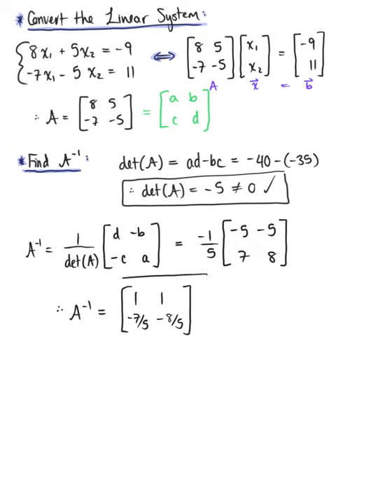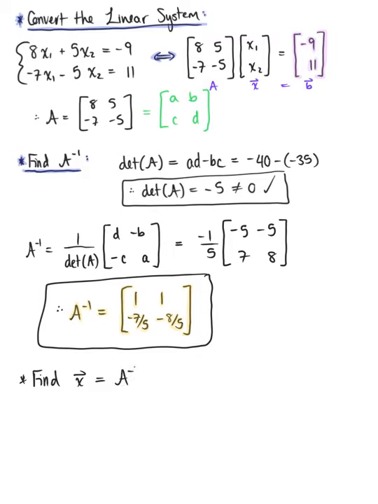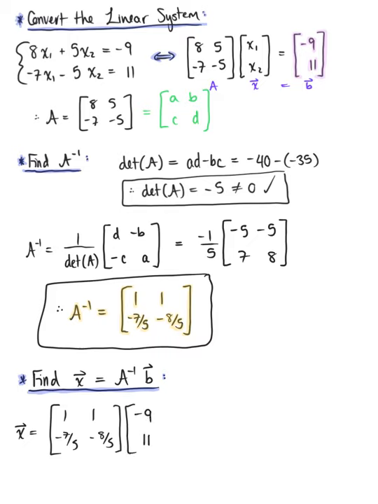All right, so now we have all of the pieces that we need. We have the inverse, and we are given vector B to start. So we're ready to find vector x. And again, by this theorem, we know that the solution vector x is defined as the inverse of matrix A multiplied by the constant vector B. So here we go. We have vector x equal to the 2 by 2 matrix 1, 1, negative 7/5, negative 8/5. And we are multiplying this by the constant vector, negative 9, 11.